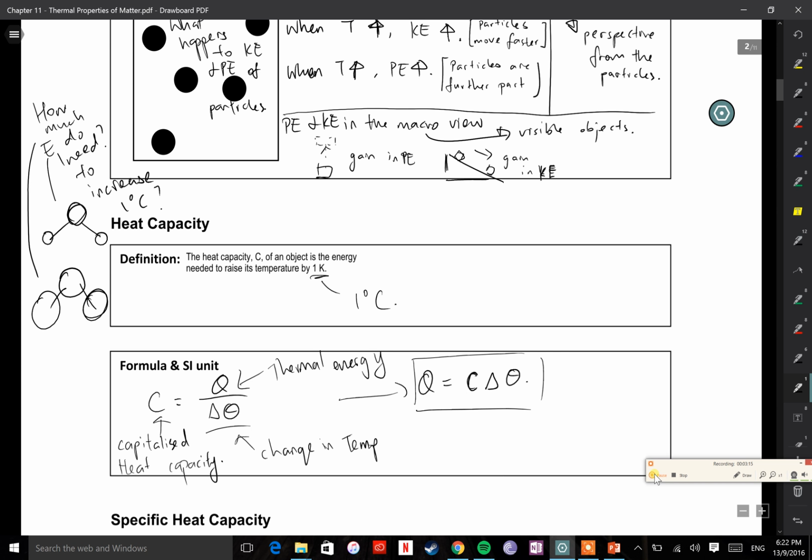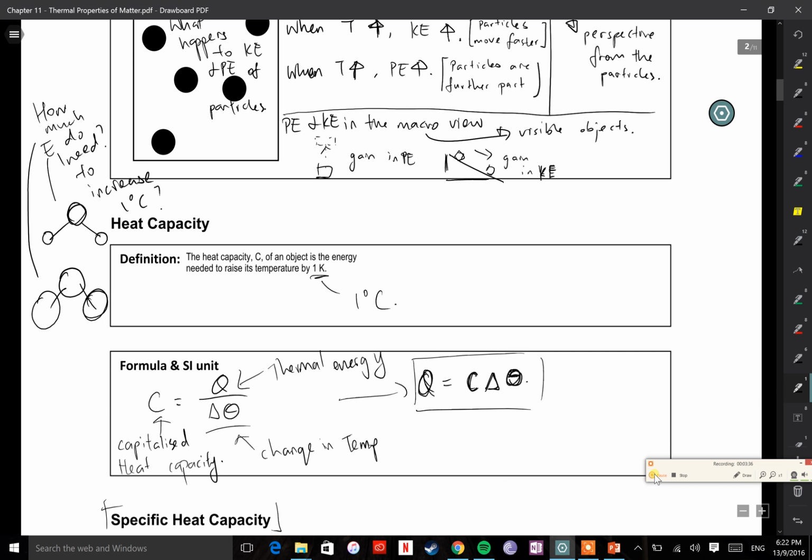Now the next thing that you will be learning is called specific heat capacity. I'll define that and tell you the difference. But before I do that, please really understand the meaning behind Q, the meaning behind C, and the meaning behind change in theta. It must be a change in temperature.